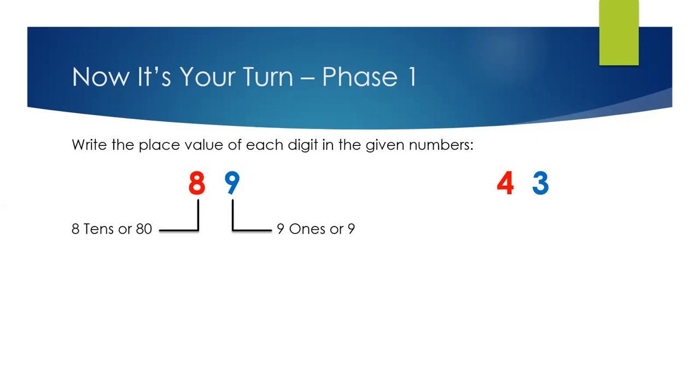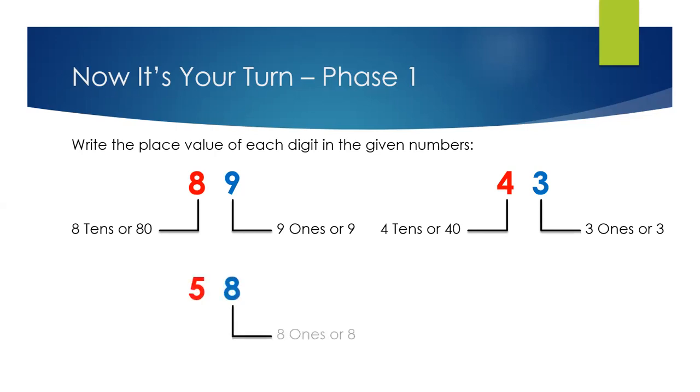Similarly, we have another number 43. Here 3 is at ones place because it is the first digit from the right. So 3 ones or 3. Now we come to 4. 4 is at tens place. So the number 4 is representing 4 tens or 40. Similarly, here we have another number 58. 8 is the first digit from the right, so it is representing 8 ones or 8. And the 5 is at second position from the right, so it is representing 5 tens or 50.